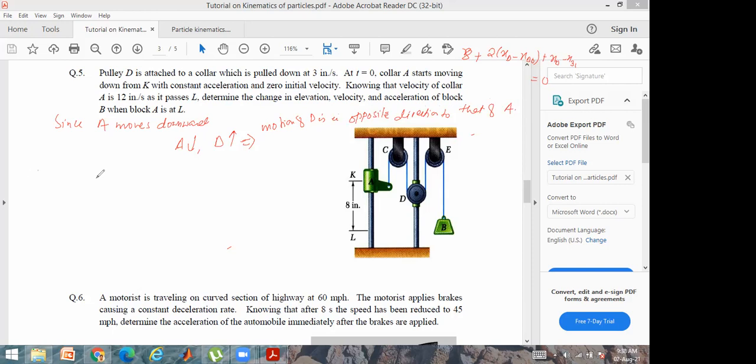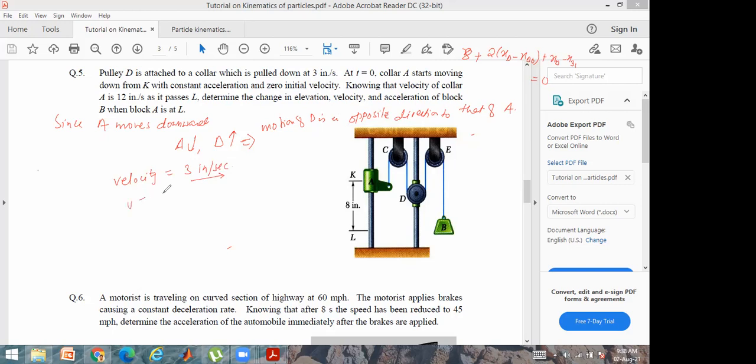So now how do I do that? Pulley D is attached to the collar, which is pulled down at 3 inches per second. That means the velocity of D is given, which equals 3 inches per second.